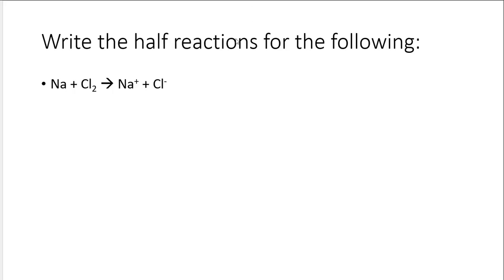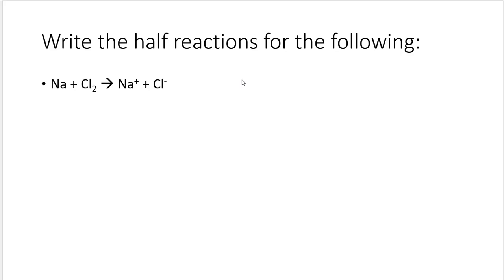Let's go to our note pack and we want to write the half reactions for the following. We have sodium plus chlorine to give us a sodium ion and a chloride ion. Now, this is a pretty basic equation. We can probably eyeball this back and forth and go, oh, I've got two chlorines on the left, so I would need two chlorides on the right. And that might be where we stop. Right? That's just kind of us eyeballing it.